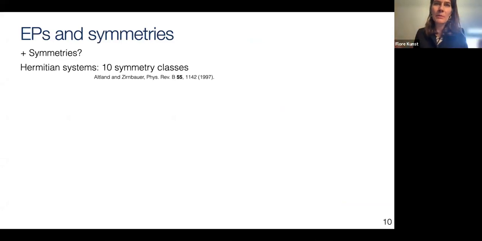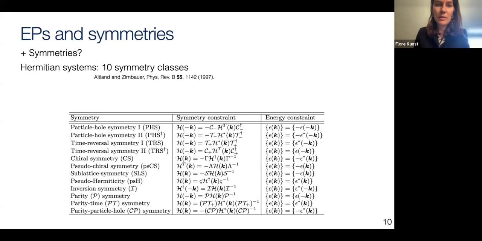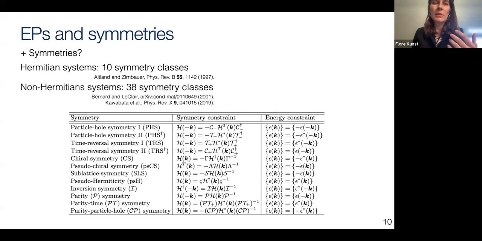So in Hermitian systems, one has 10 symmetry classes, and they were described in 1997 by Altland and Zirnbauer. Now let me write them first. So these are the symmetries that you have in Hermitian systems. And you note here that I've already split them, anticipating that we're going to do non-Hermitian things. But in principle, you have particle-hole symmetry, time reversal symmetry, and chiral symmetry, and then combinations of those gives you the 10 symmetry classes. Now, in non-Hermitian systems, it turns out you have 38 symmetry classes.